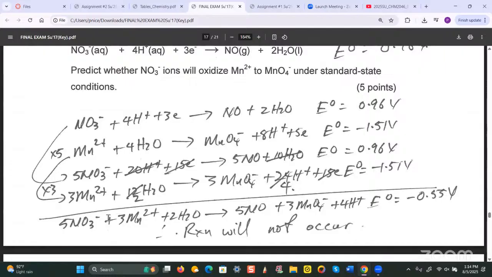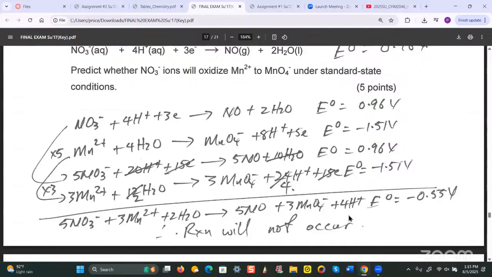So here we have the equation for the oxidation of the manganese 2 plus by the nitrate. Remember, the question is asking you to predict whether the nitrate will oxidize the manganese 2 plus, right? But because the EMF here is negative, what does that mean? It means that reaction will not be spontaneous, right? So therefore, the answer is that the reaction will not occur. In other words, the nitrate ion will not oxidize the manganese 2 plus.